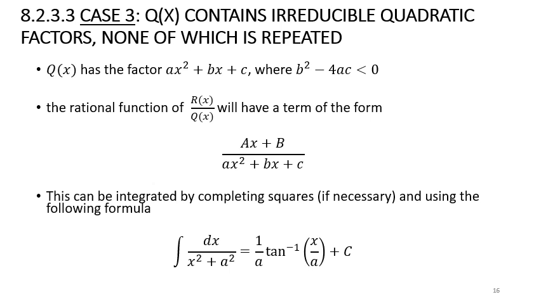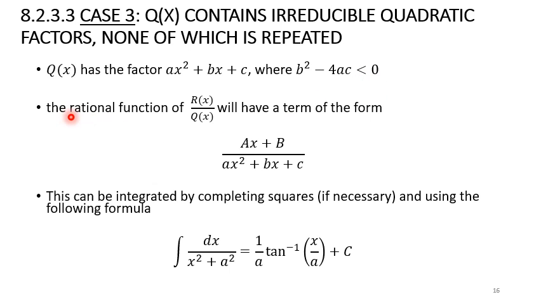Okay, for case number 3, where we have Q(x) as an irreducible quadratic factor, none of which is repeated, so we cannot factorize Q(x) into linear functions. Whenever we cannot factorize, usually it's because if you have Q(x) in terms of ax squared plus bx plus c, then the discriminant b squared minus 4ac is less than 0.